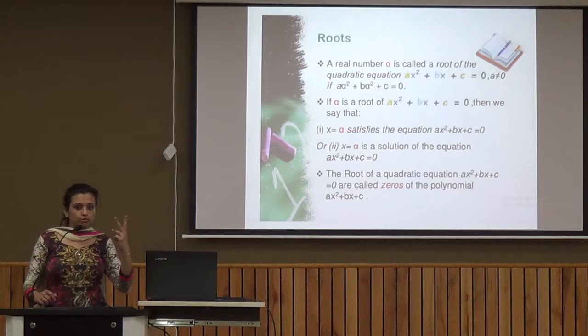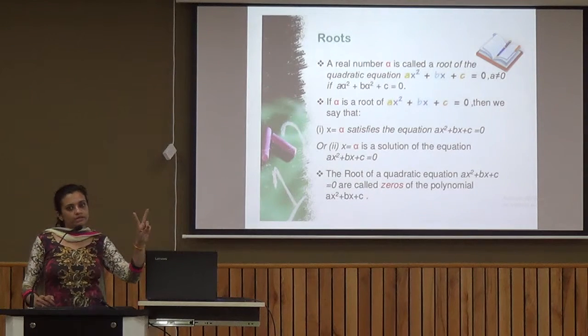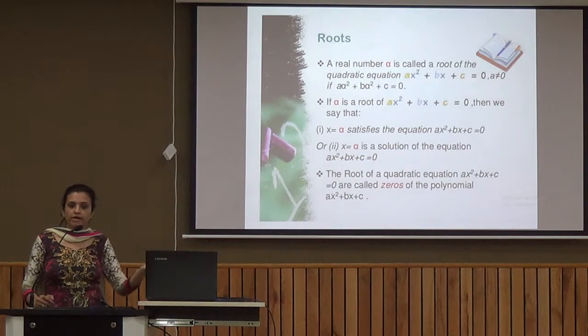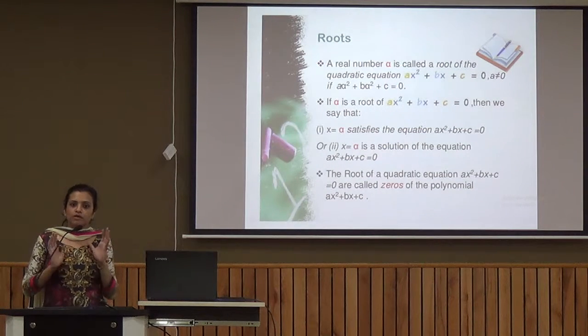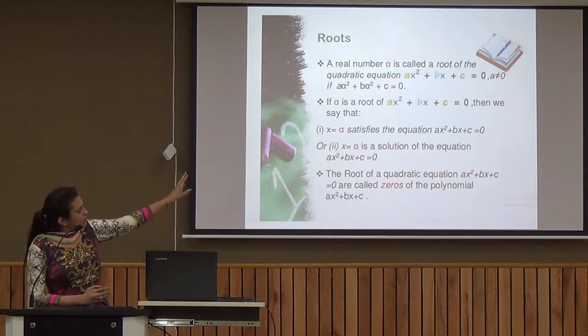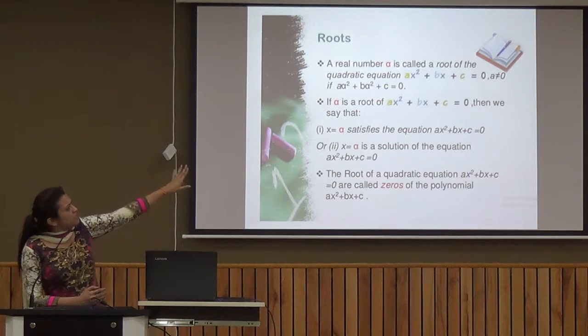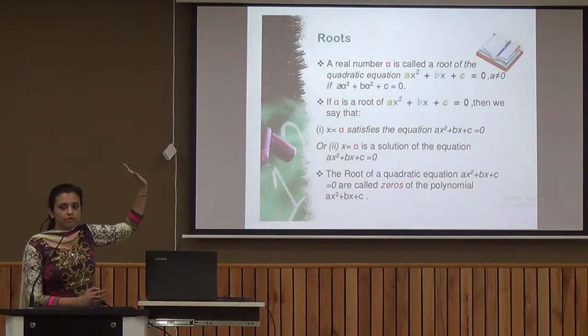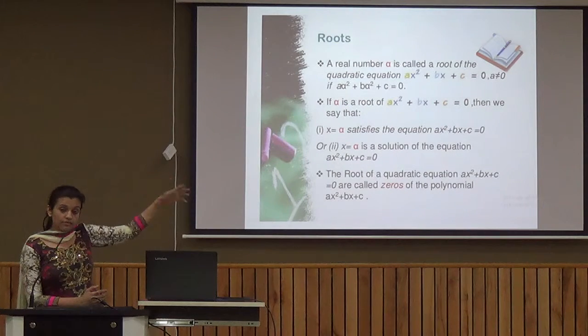See, there are two things. One is a polynomial, one is an equation. What's the difference between a quadratic polynomial and a quadratic equation? The quadratic polynomial will be ax square plus bx plus c, as you can see. In simpler terms, ax square plus bx plus c. Do not put equal to 0, and that's a polynomial. The moment we equate it to something, it becomes an equation.